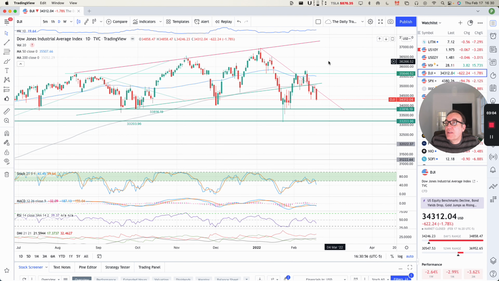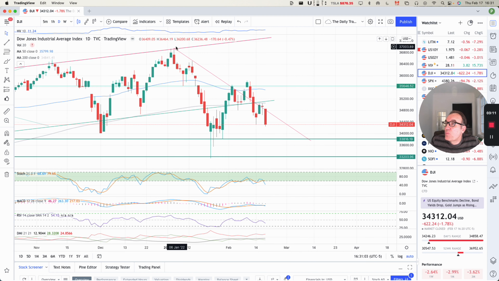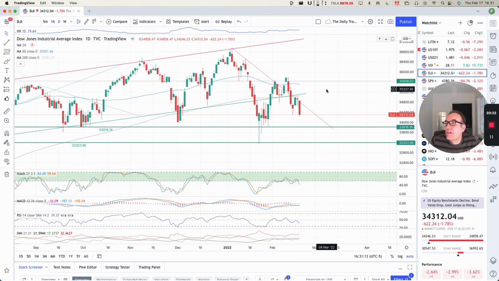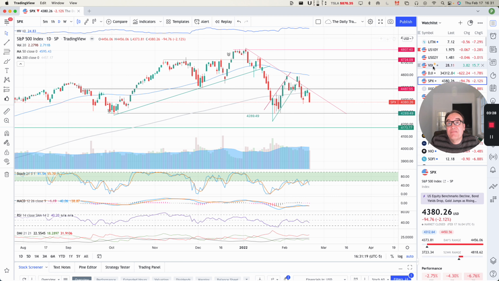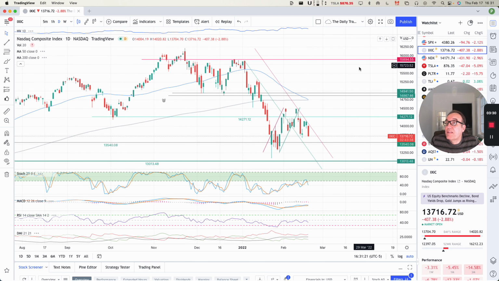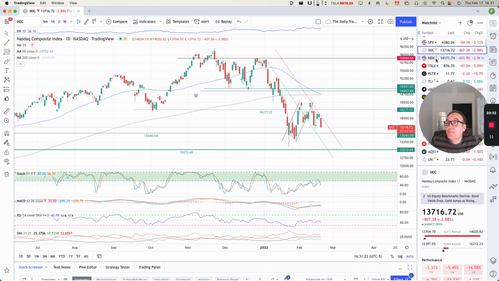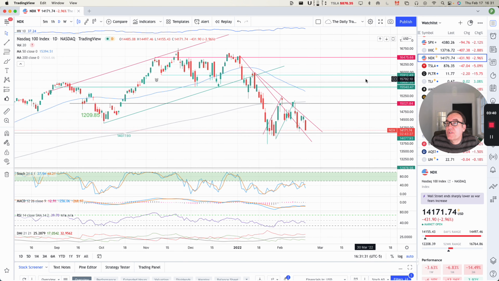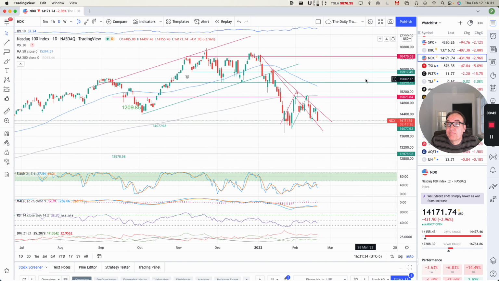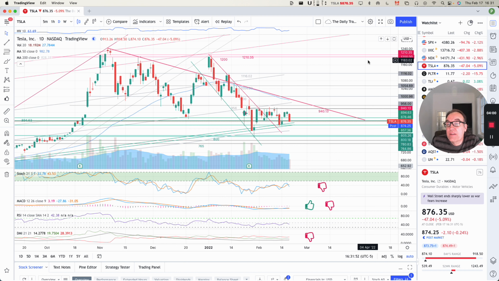Dow Jones is coming back. We tried crossing this resistance and now we are caving in for good. We are caving in here. Stochastic below 60. I think we're going down at least to 33,000, if not more. S&P, the same thing. NASDAQ, the same thing. NASDAQ 100, the same thing. Everything is pretty bad. This is a bit disappointing to say the least.